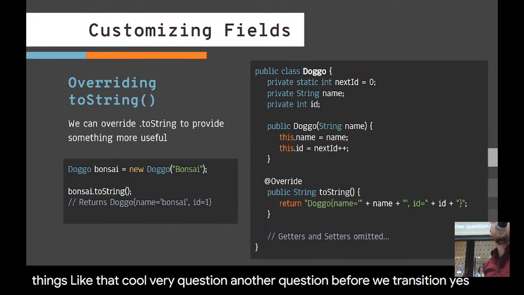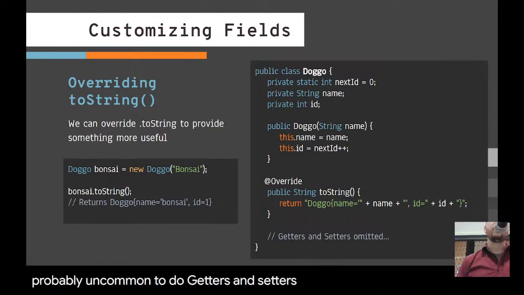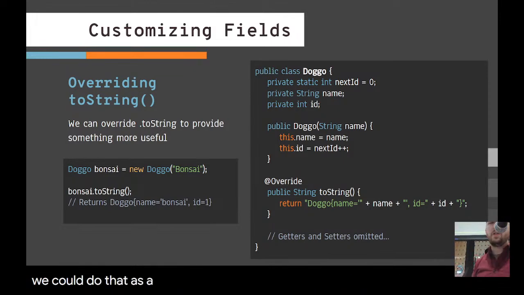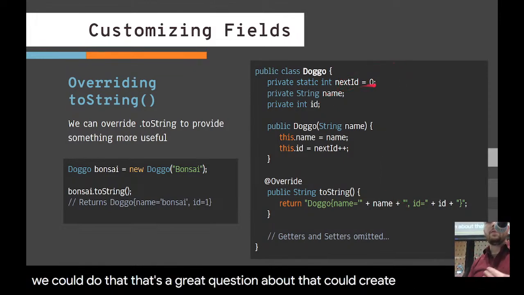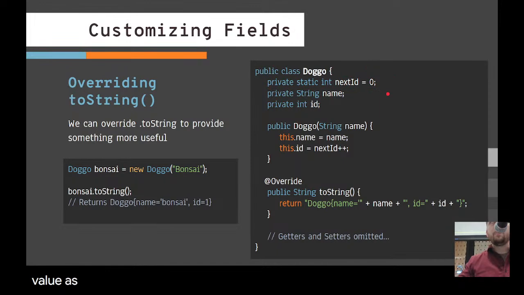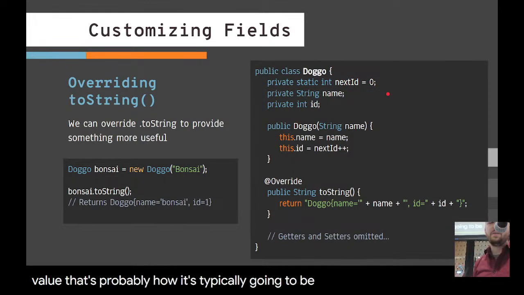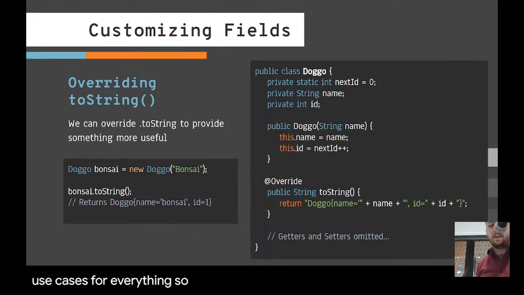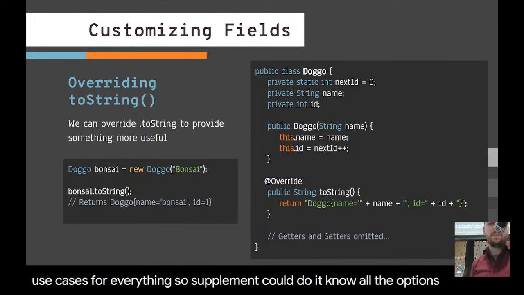We're not worried about creating getters and setters for static fields? I noticed when you generate, it doesn't automatically generate them for static fields. I would say that it's probably uncommon to do getters and setters for a static field. I would say that's probably not standard. I think earlier on in the conversation, we discovered that we could do that. We could create getters and setters for a static field, but if you notice how this one's instantiated with an initial value, that's probably how it's typically going to be handled. But there's use cases for everything, so it's definitely good to know all of the options.